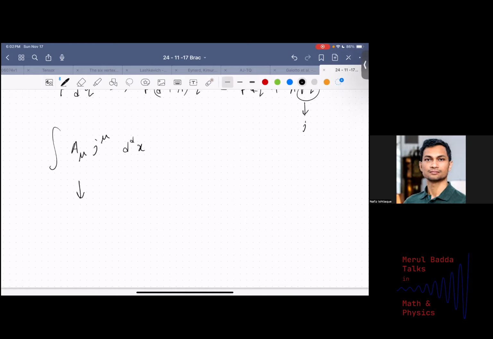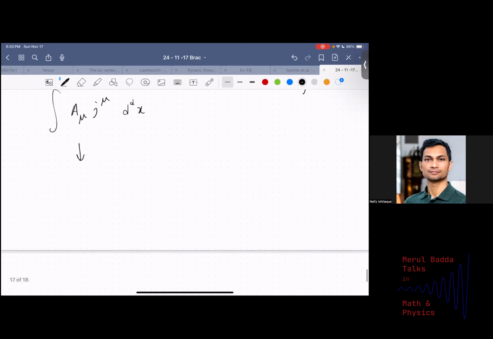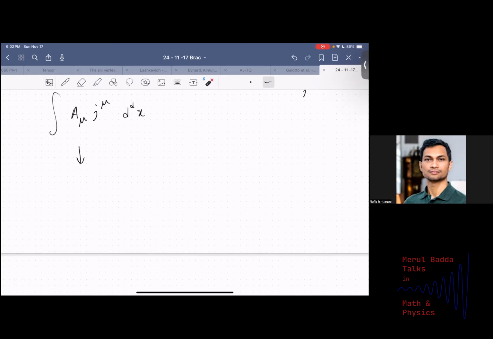Now you can imagine generalizing this in the following sense. Instead of having a one-form connection, you can have a two-form connection. So it's some antisymmetric field that has two indices. Now, if you wanted to write down a term involving this two-form connection and something else, that something else will also need to have two antisymmetric indices, right? Then you can write something like this.